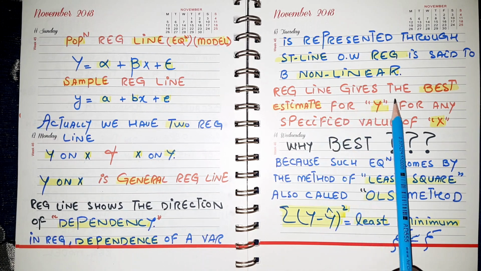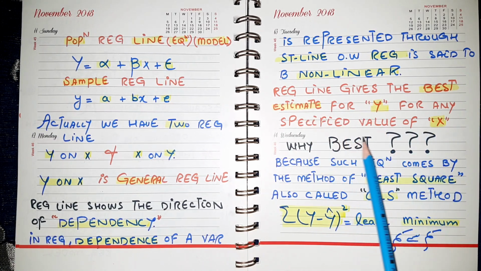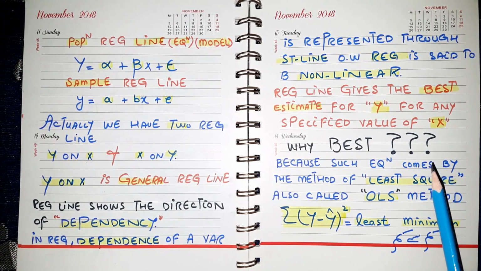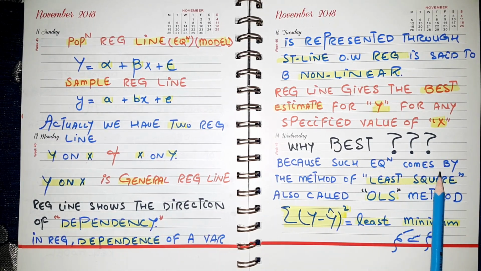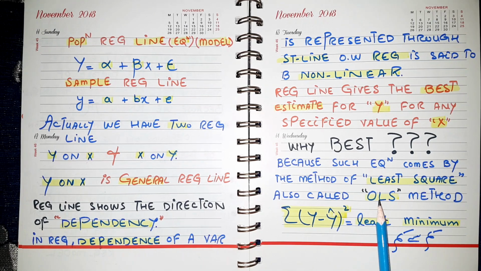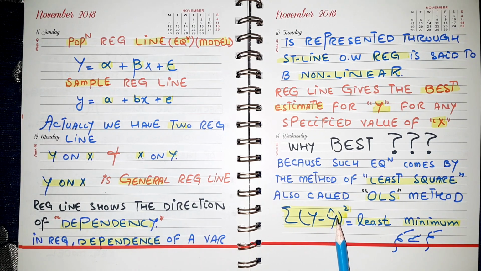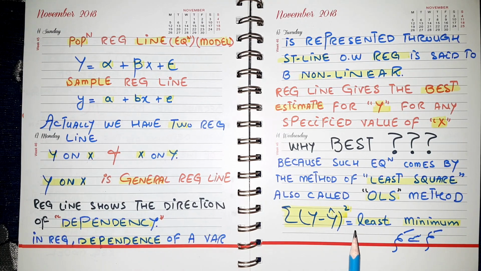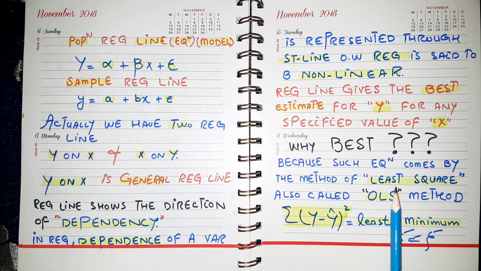Along with it, the regression line gives the best estimate, the superior estimate for y for any specified value of x. But here's the question: why is it considered the best one? Because such equations are derived by using the method of least squares, also called OLS. OLS stands for ordinary least squares method. The sum of the squared differences between the observed and estimated values must be least, must be minimum, as small as possible, which is the principle or criterion of least squares. In simple words, of all the possible equations that we might find, the least squares procedure chooses the best equation for which the sum of squares of error is minimum. That's why we prefer this method, and the regression line obtained by the principle of least squares is considered to be the best one.